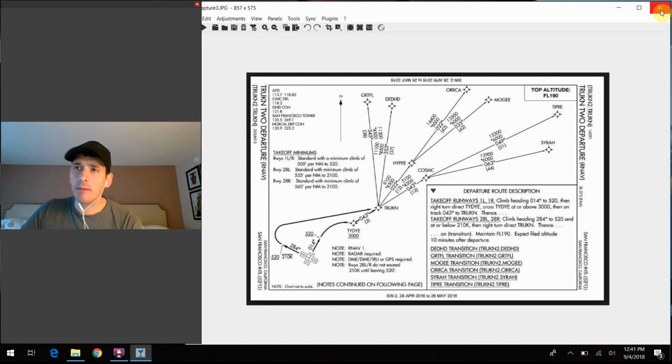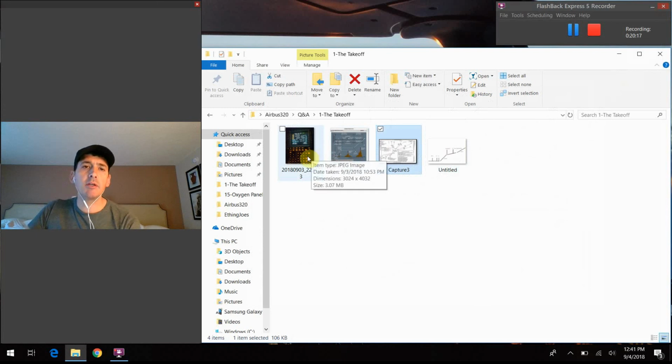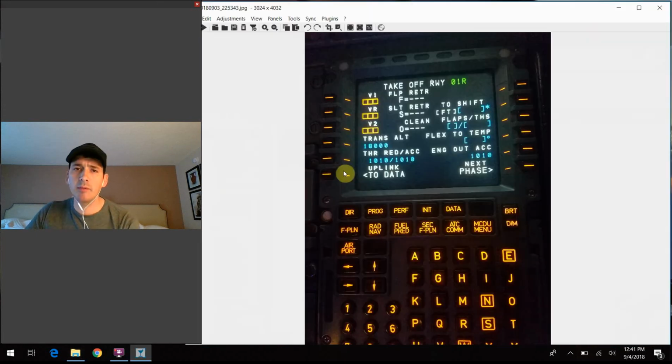So I took a picture the other night of the area on the MCDU where you can actually alter this. It's pretty neat, but this is on the PERF page, on the takeoff runway page here. There's still some data yet to be filled in, but what we're looking at right here is this thrust reduction and acceleration altitude. Normally it's just defaulted to be 1,000 feet above field elevation. So in this case it's 1010 for runway 1 Right in San Francisco.